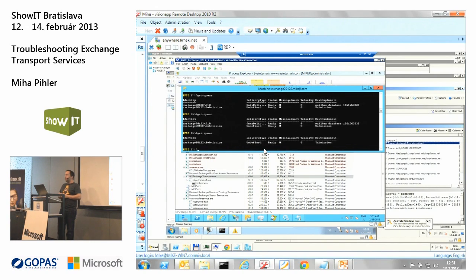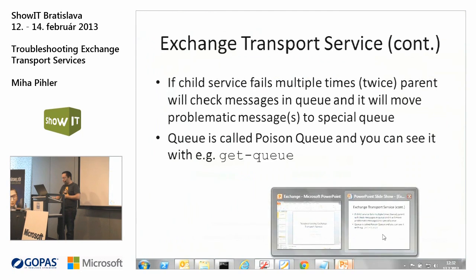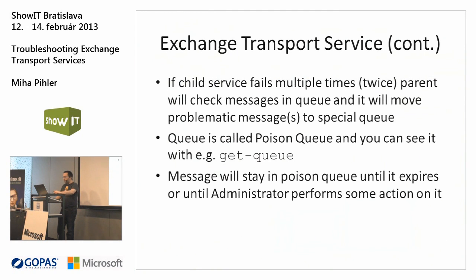How long are they there? Until the messages in the queue expire. By default, this is 2 days. If you notice it, you can view the messages, you can export the messages, you can resubmit the message, you can delete the message, you can do whatever you want, or just let them expire. Messages will stay in the poison queue until they expire.